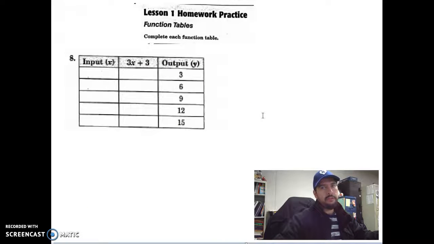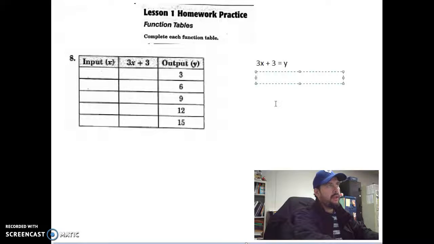Alright, so this is going to be the last one I'm going to help you guys with. Again, we have our outputs, which is our y. We have our rule here, which is 3x plus 3. Let me write that out. 3x plus 3 equals y, right? So it tells us what y is, and we have to try to get x by itself again. So let me see here.